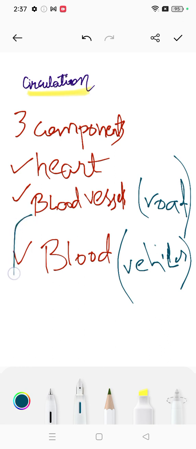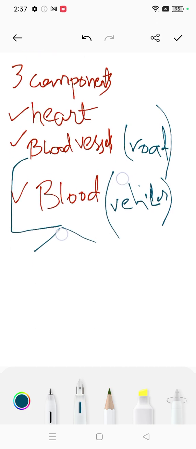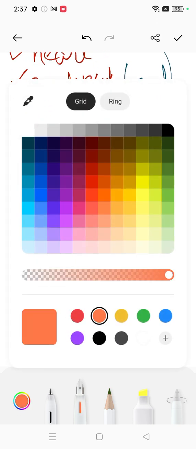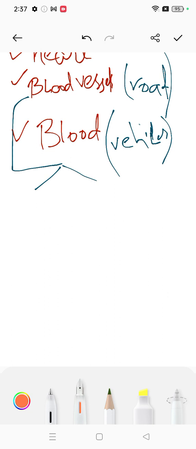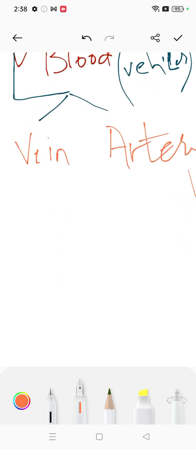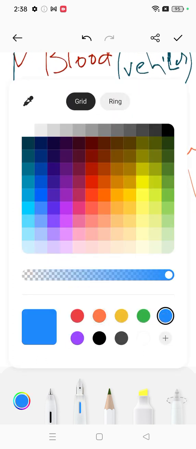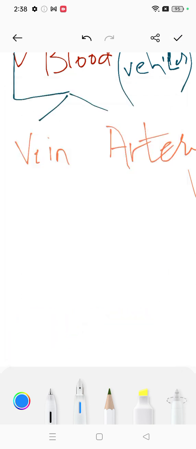In blood vessels, we have two more things: vein and artery. Okay, we have vein and artery. So vein is, you might know this, deoxygenated blood, and artery is oxygenated blood. This is the basic definition you might have heard, right?